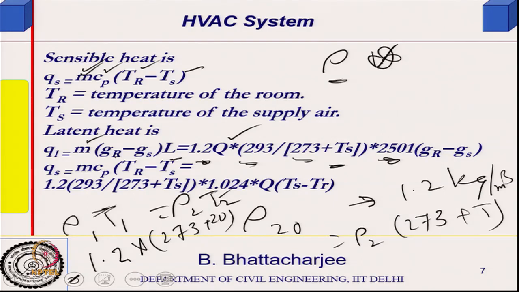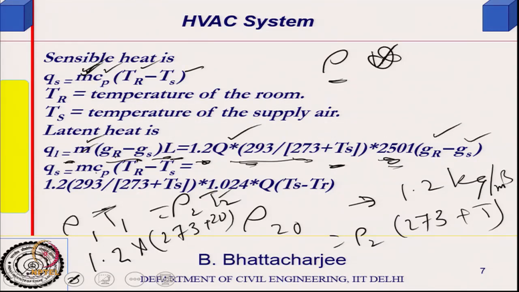This is the latent heat. The latent heat of evaporation of moisture is 2501, and this is the room moisture content minus the supply moisture content. So this QL, the latent heat transfer, is given by this formula, because latent heat transfer is mass flow rate into delta G into L.